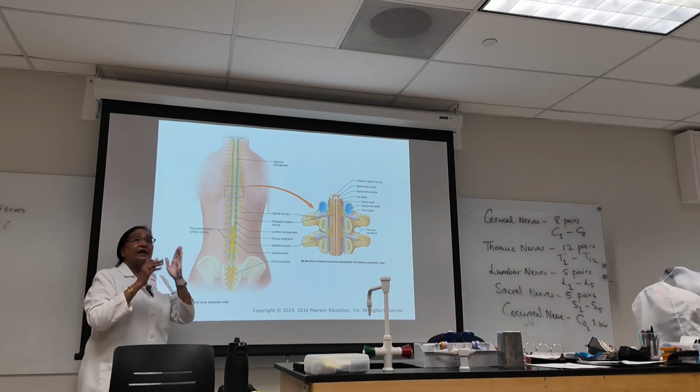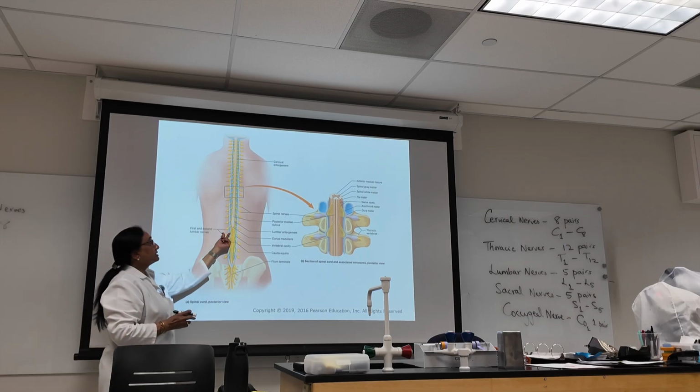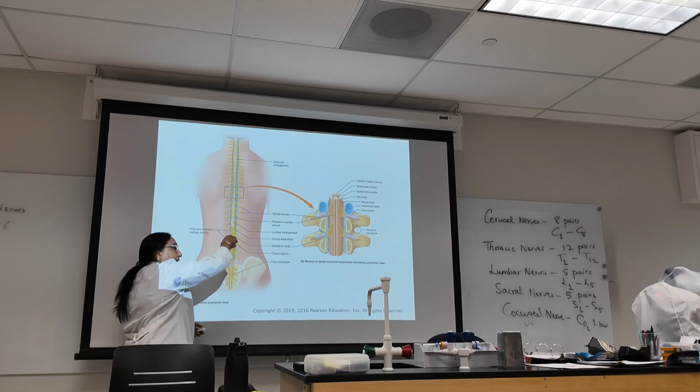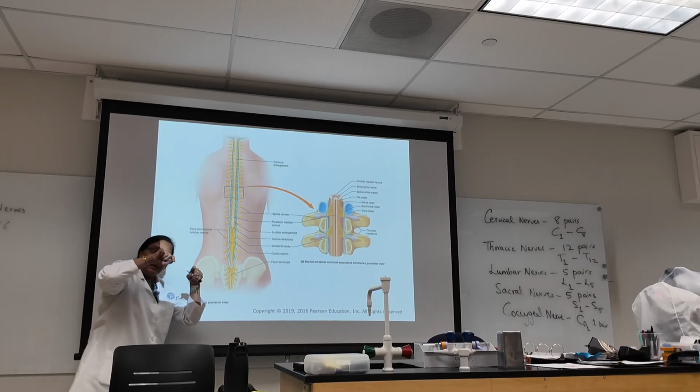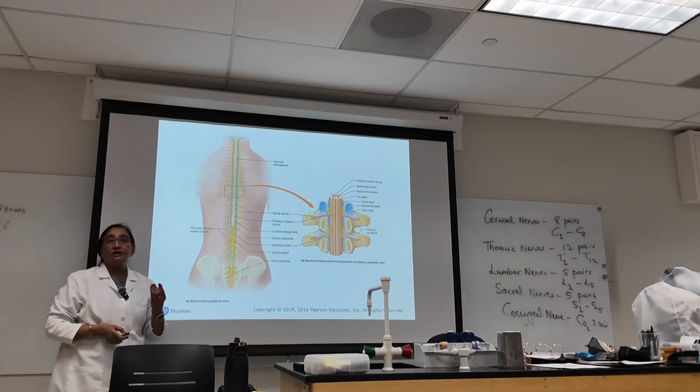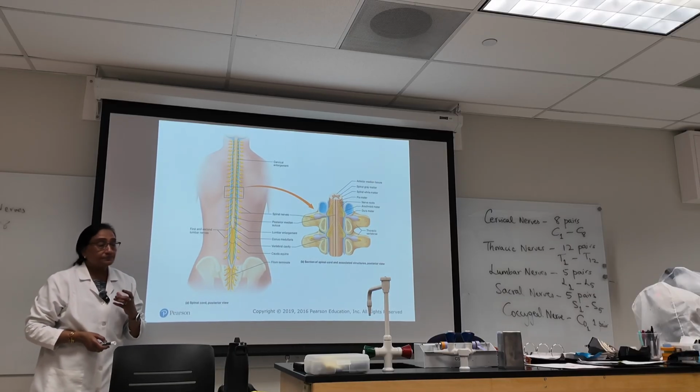below the end of the spinal cord, it sort of makes a bunch, because these nerves have to travel down before they can come out from the intervertebral space. So that is what forms the cauda equina.